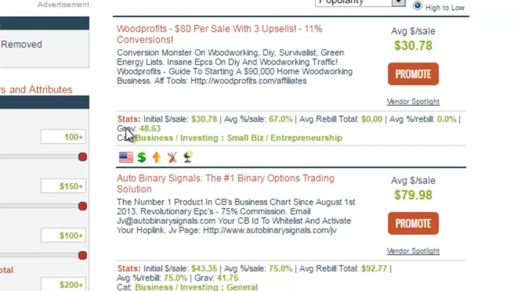Okay, so here finally you see the gravity of the product, 48.63, which is very good gravity. I promote products with 7 gravities upward, 7 plus gravities.